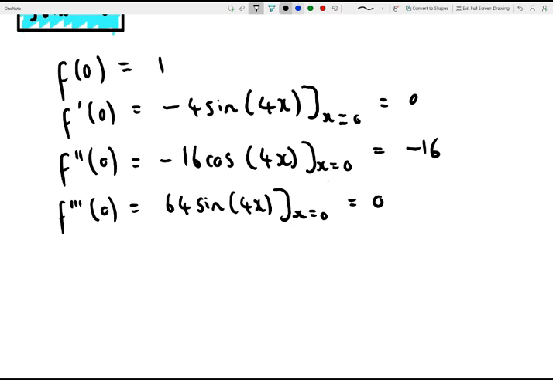And we can see a general pattern here. So the even derivatives of f evaluated at 0 are going to be minus 1 to the power of n multiplied by 4 to the power of 2n, and all of the odd derivatives are going to vanish and be 0.